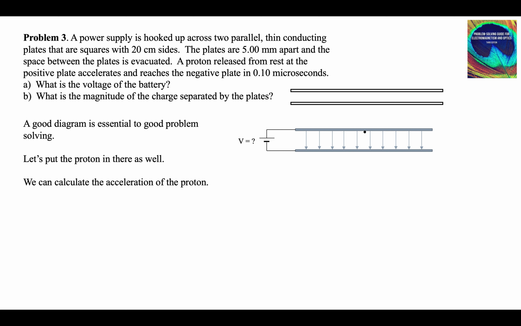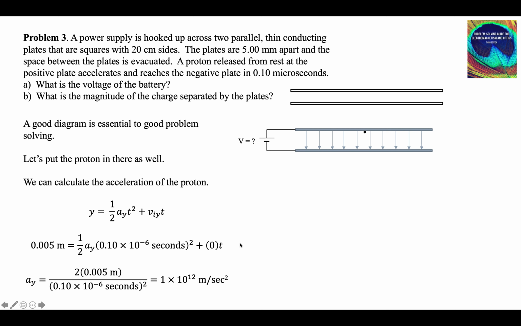We can calculate this acceleration. We know the distance, we know the time, we know the initial speed is 0. We convert everything to SI units. 5 millimeters is 0.005 meters. 0.1 microseconds is 0.1 times 10 to the minus 6 seconds. We solve for the acceleration, and it's 1 trillion meters per second squared, 10 to the 12th meters per second squared.